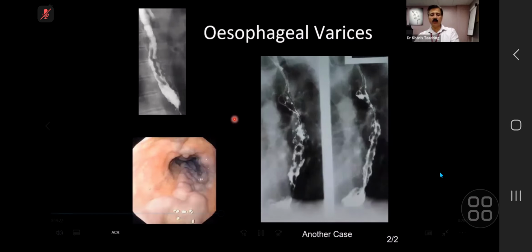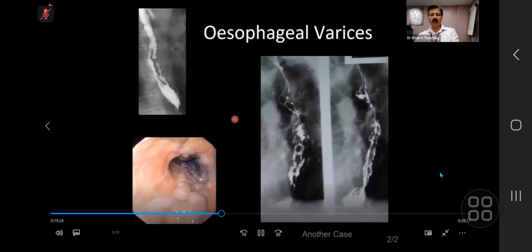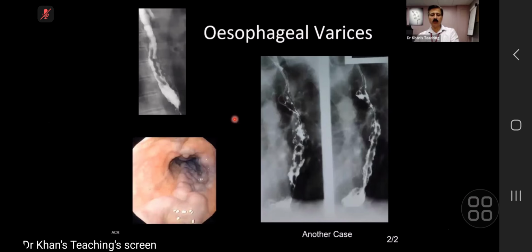Remember one thing: cirrhosis will cause varices which go from down to up, and when there is superior vena cava obstruction, as in mediastinal tumors, there can be varices which come from up to down. So these are esophageal varices, and they look like a snake, an anaconda, sitting inside the lumen here. And this is another example.